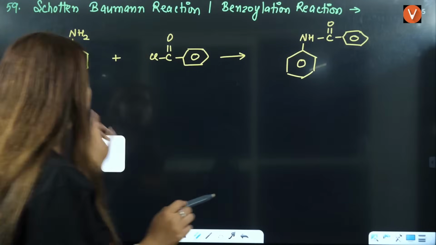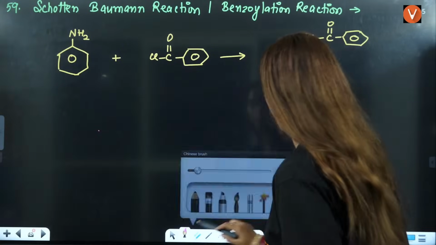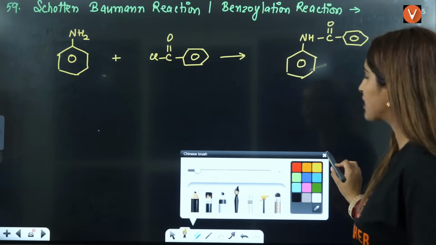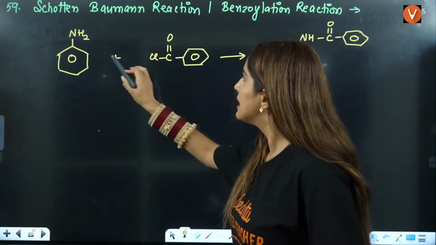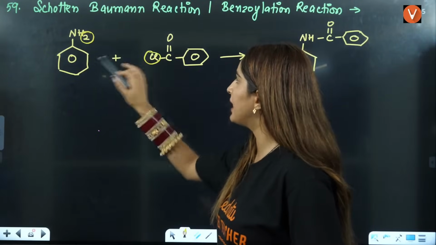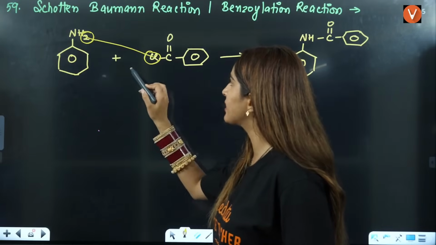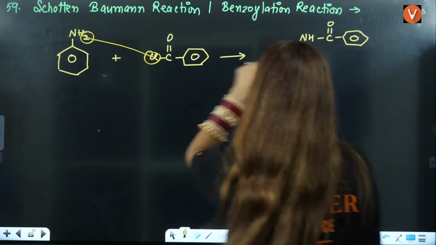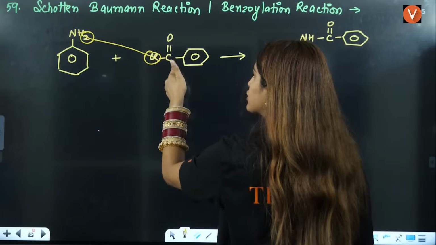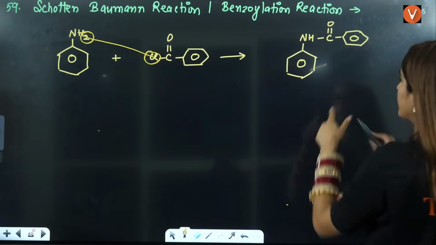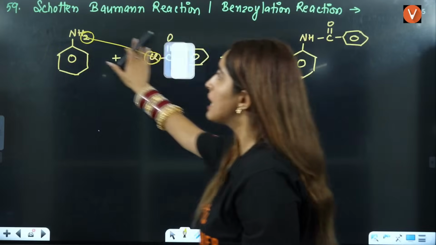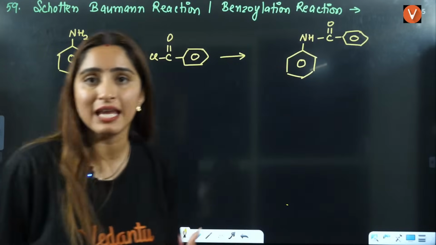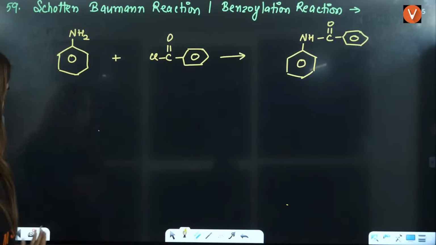Next, beta, we have Schotten-Baumann reaction or benzoylation reaction. What you do here, you have aniline, right? This H and this Cl will be eliminated. You attach these two things here. That is, this is benzene, NH. NH will be attached to this carbon, CO and benzene. So that is called benzoylation, when you are adding benzene, CO, benzene into this.